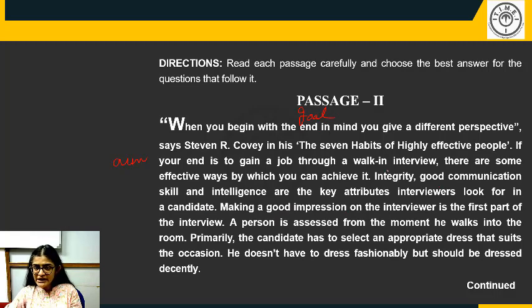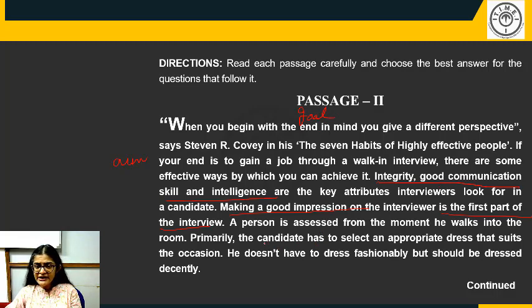Okay, what are the key attributes? Let us highlight these. Integrity, communication skill, intelligence. Making a good impression on the interviewer is the first part of the interview. A person is assessed from the moment he walks into the room.